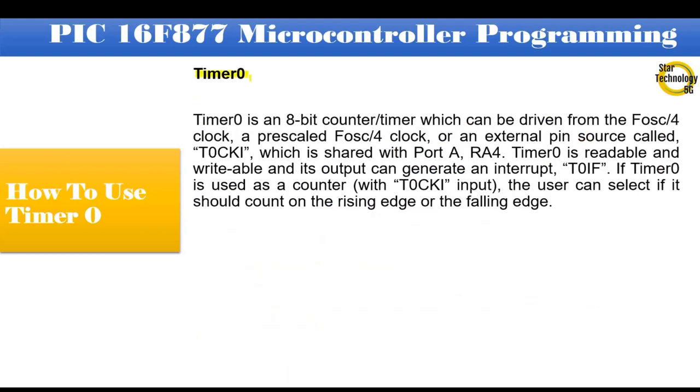Timer 0. Timer 0 is an 8-bit counter/timer which can be driven from the F oscillator/4 clock, a prescaled F oscillator/4 clock, or an external pin source called T0CKI, which is shared with port A, RA4. Timer 0 is readable and writable and its output can generate an interrupt, T0IF. If timer 0 is used as a counter, with T0CKI input, the user can select if it should count on the rising edge or the falling edge.